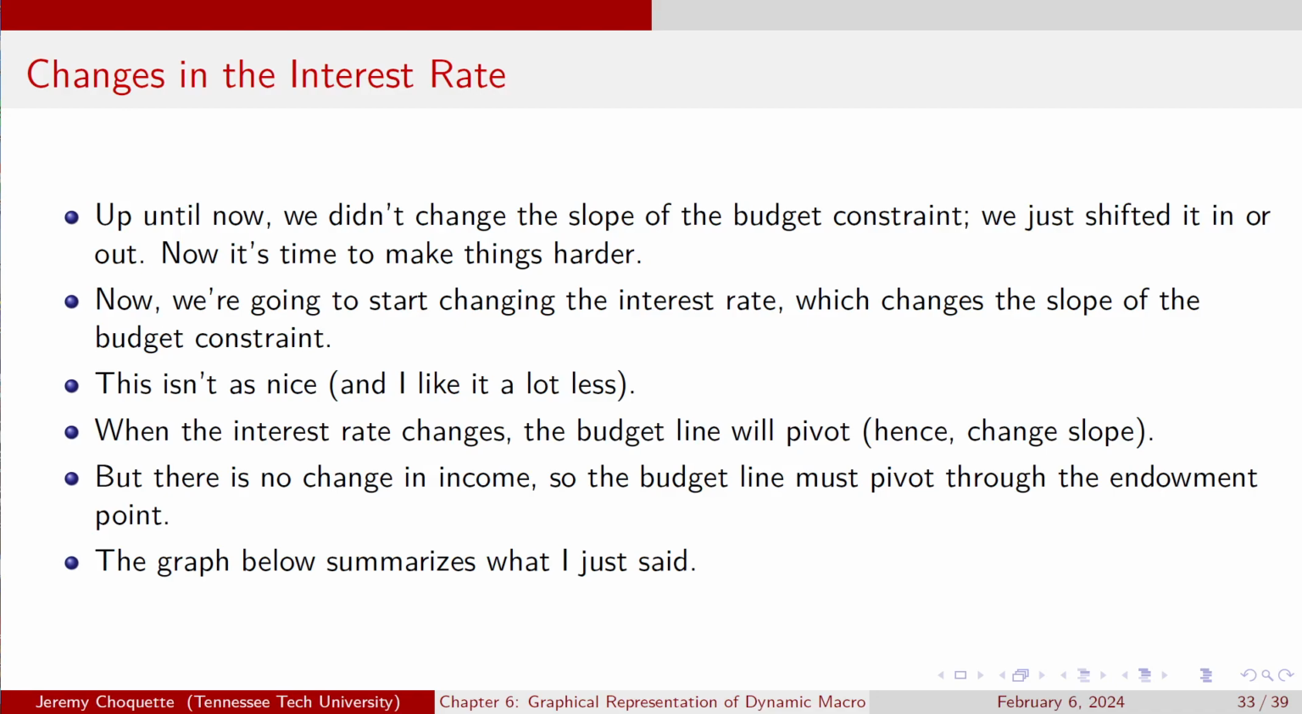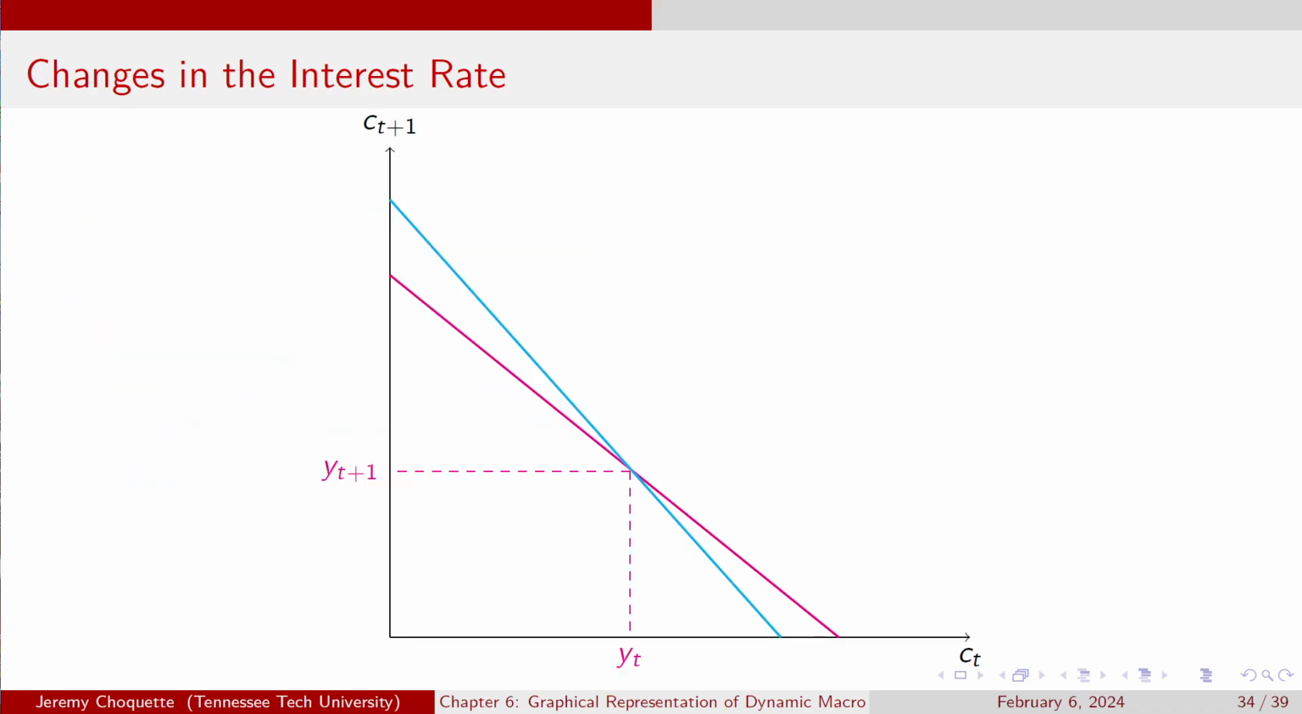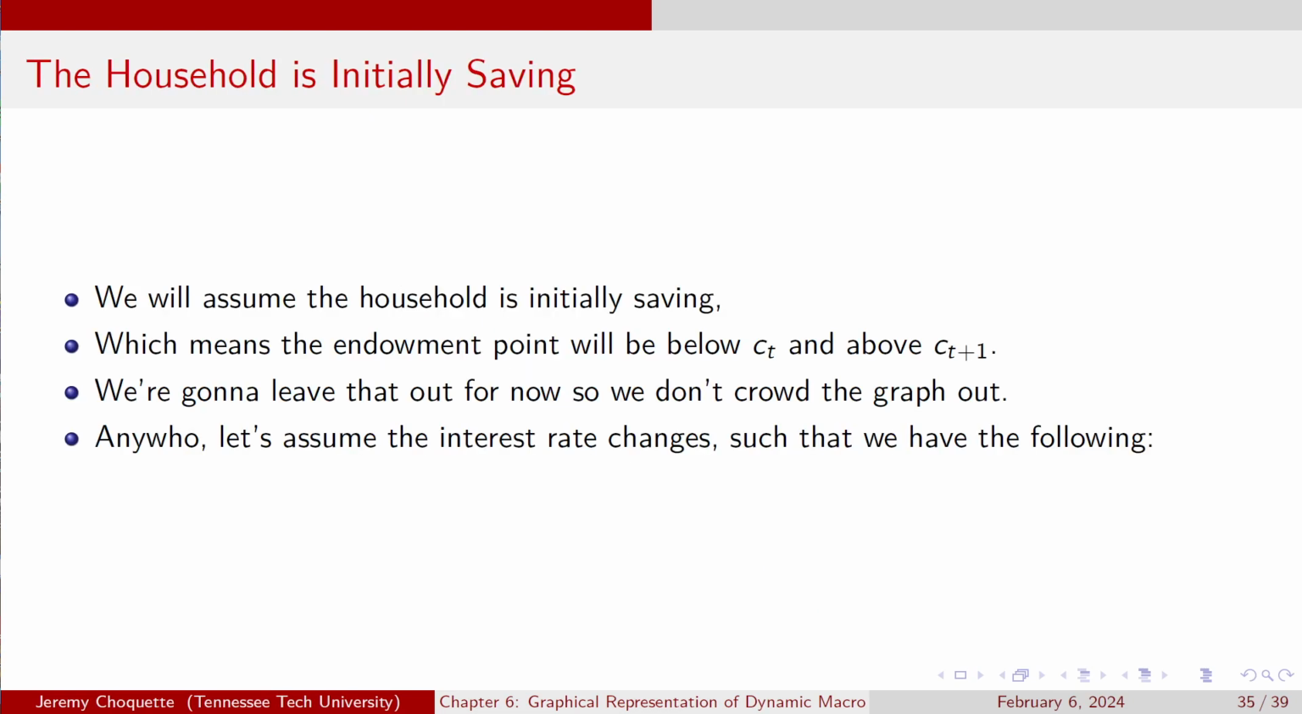So when the interest rate changes, the budget line pivots. Hence the slope changes, right? Pivot. But there's no change in income. So the budget line pivots through the endowment point. Like this right here, right? So that endowment point that we had is that pivot point. Now, we're going to assume the household's initially saving, which means the endowment point is going to be below C_t and above C_t+1. We're going to leave that out just for a minute so that we don't crowd out the graph.